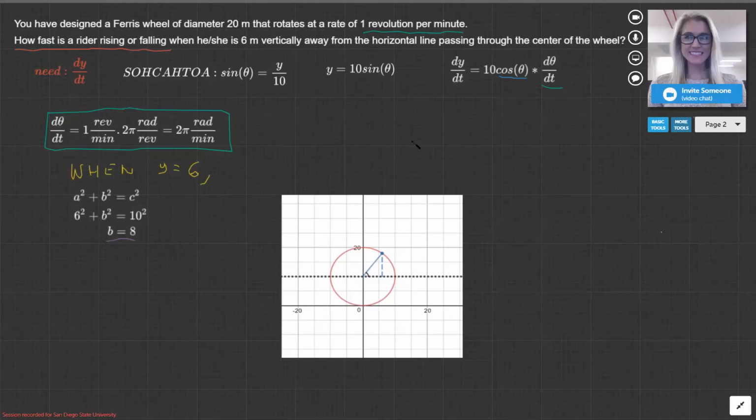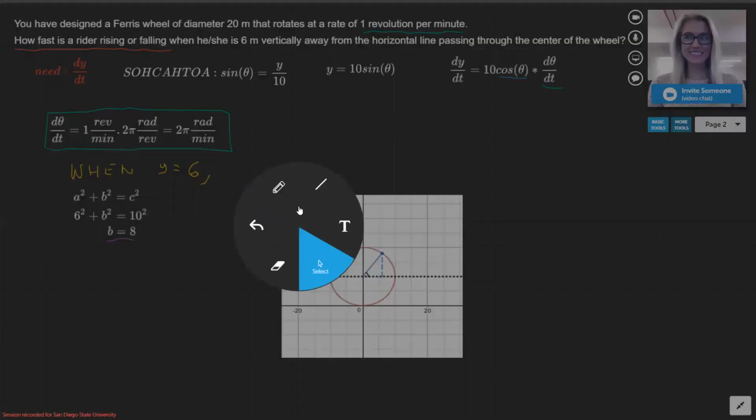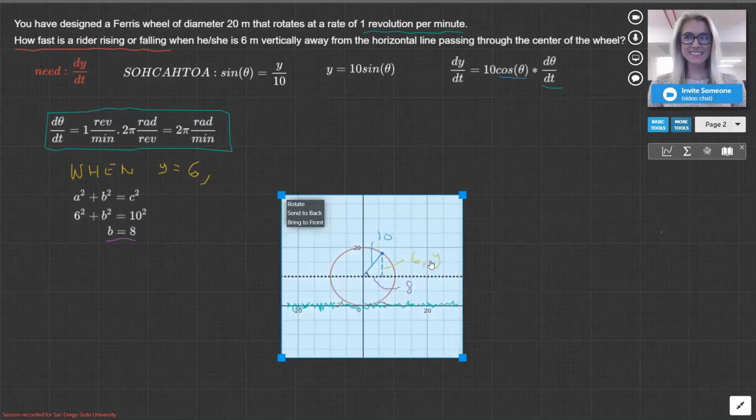Okay, so the next step is solving for what I was talking about earlier, that last part of this line or triangle. So if we know the other sides are 6 and 10, we can solve for 8 just by using Pythagoras' theorem, which is a squared plus b squared equals c squared. And I solved for 8.